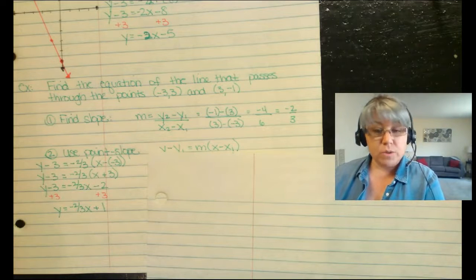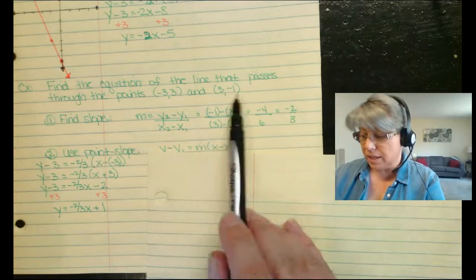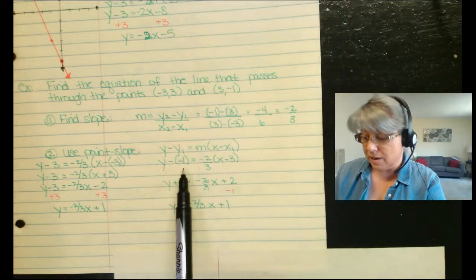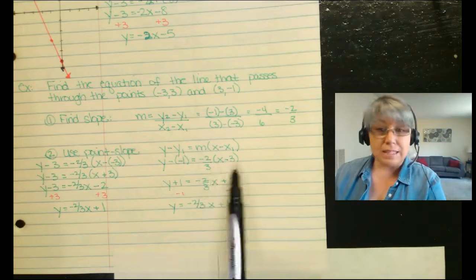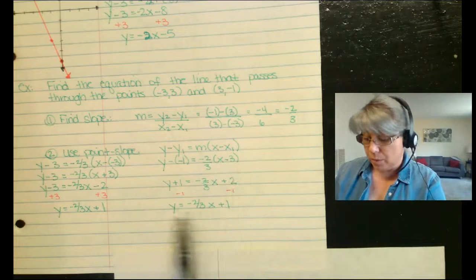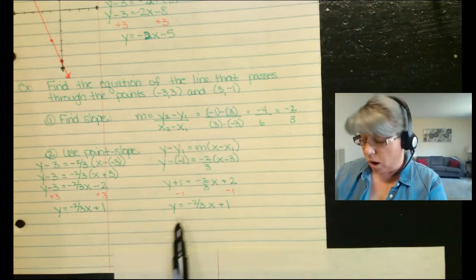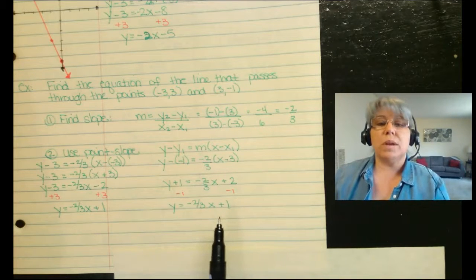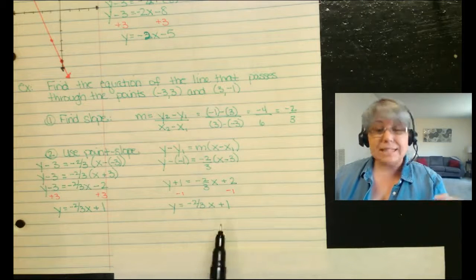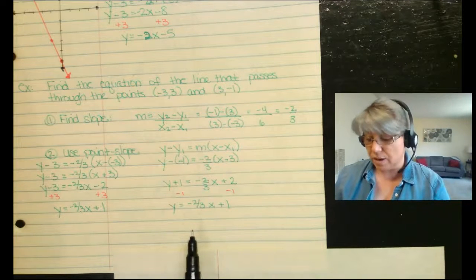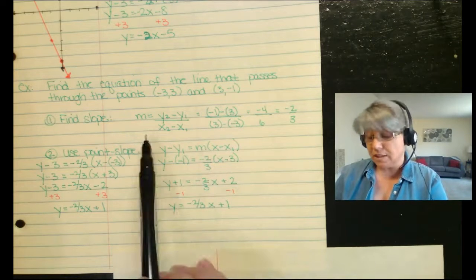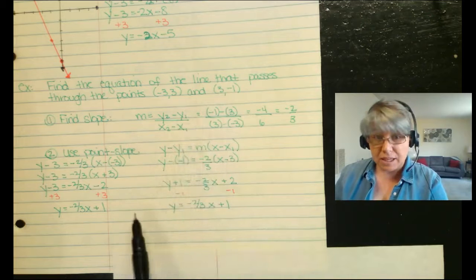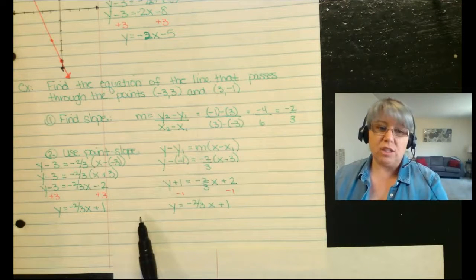But what if I wanted to use the other point, which is 3, -1? If I use 3, -1, y minus -1 equals -2/3 times x minus 3, and I work that through, I get the same equation: y equals -2/3 x plus 1. Because both of those points are on the line, it doesn't matter which point I use to figure out the equation. But I did have to find the slope first, and then using the slope that I find and one of the points that I'm given, I can find the equation of the line.